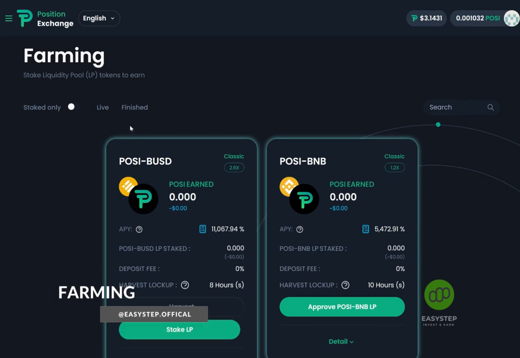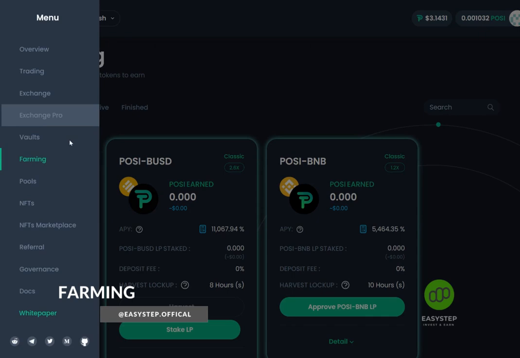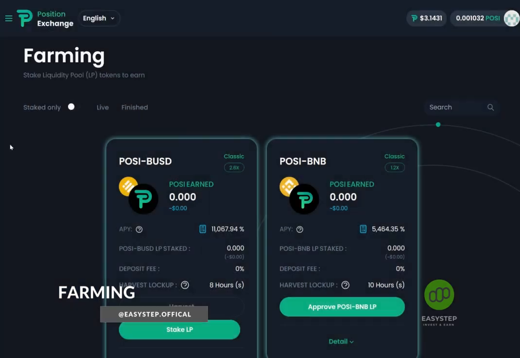Farming. Now, in the farming contract, this is where I really got involved with POSI. I thought that this farming contract was very profitable because I wasn't familiar with the NFT pool, and I thought that the farming was better than the vaults.